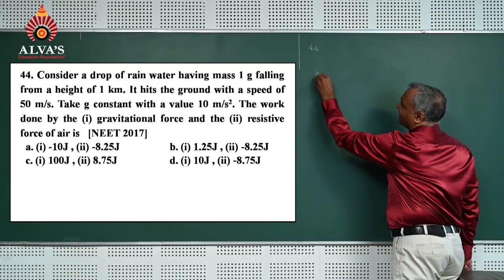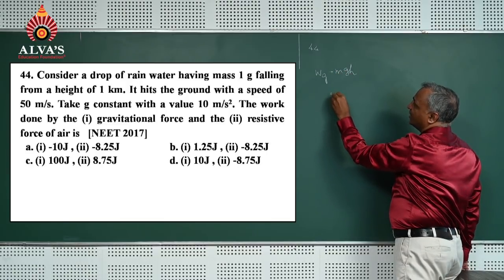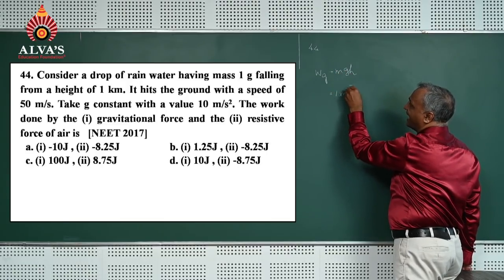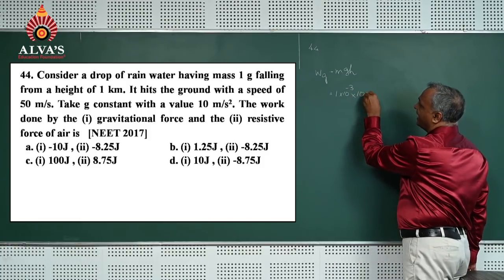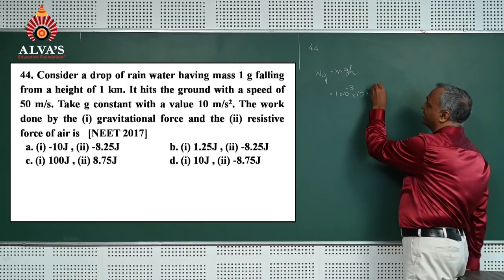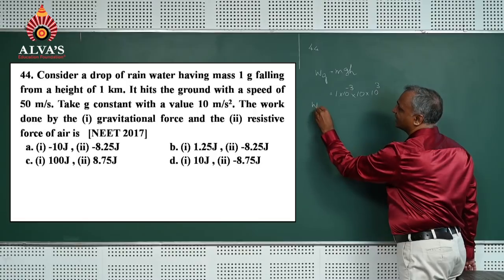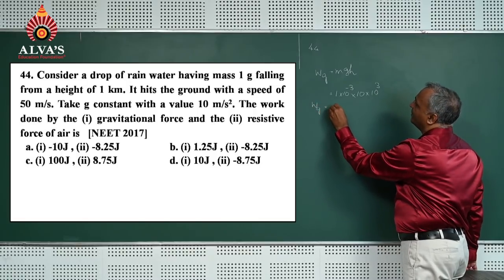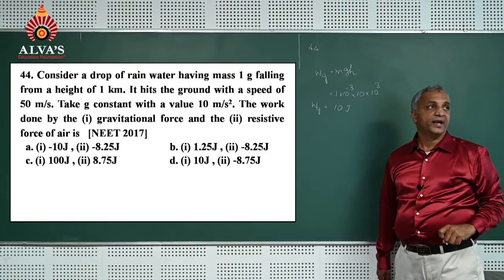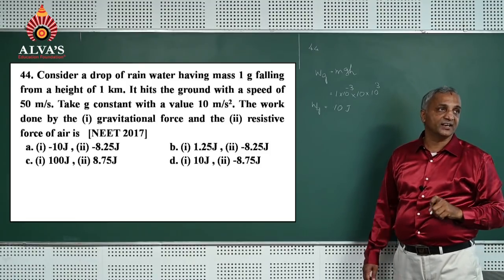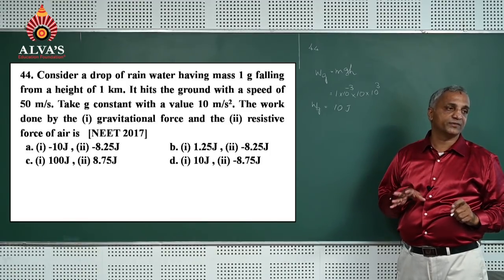Work done by the gravitational force means it is nothing but m into g into h. Mass is given as 1 gram, 10 to the power minus 3 kg. g is 10 and h is given as 1 kilometer, so it is 10 to the power 3 meter. So I am going to get work done by the gravitational force will be 10 joules. So we can just observe in all the answers given, 10 joules is there only in option D. So straight away I can go for that.